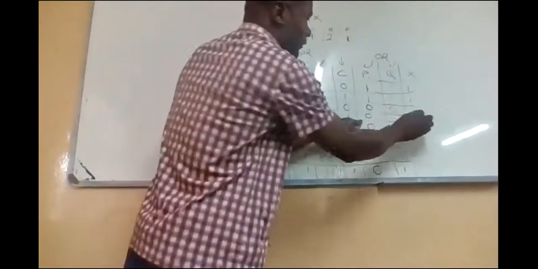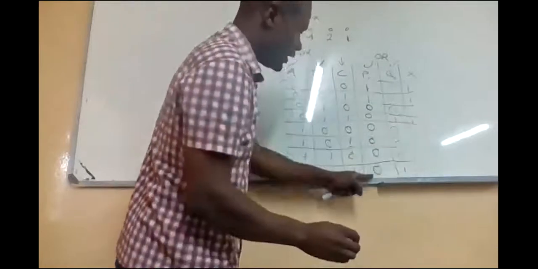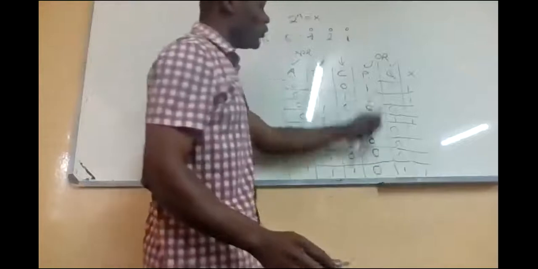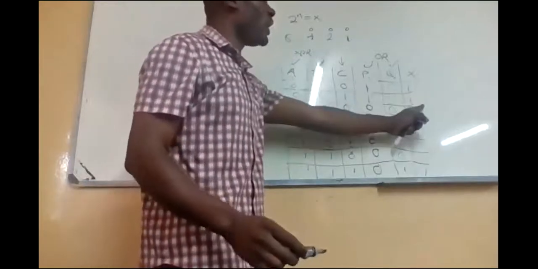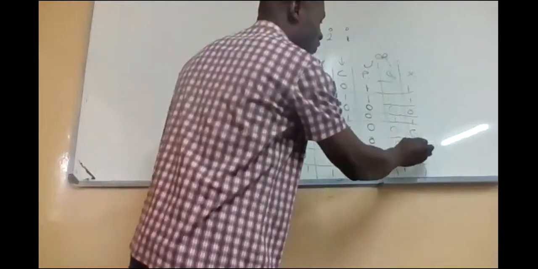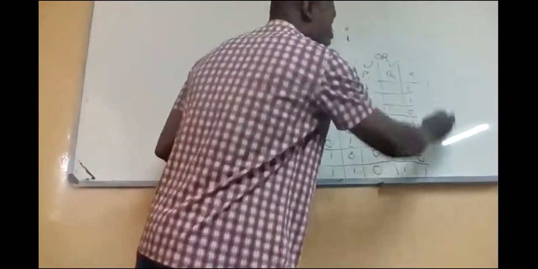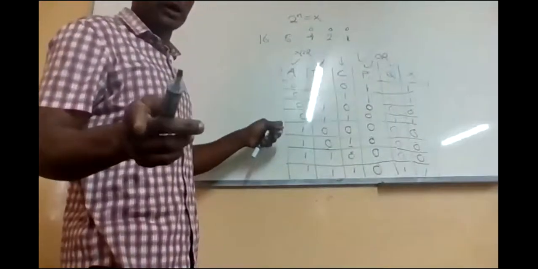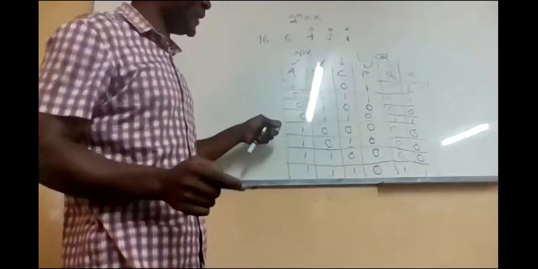We jump there, there is a 1. Where else at the far end? As long as there is a 1 anywhere, it means it gives you a 1. If there is no 1, then you just put zeros. And this is the correct truth table for the problem that we have been given.